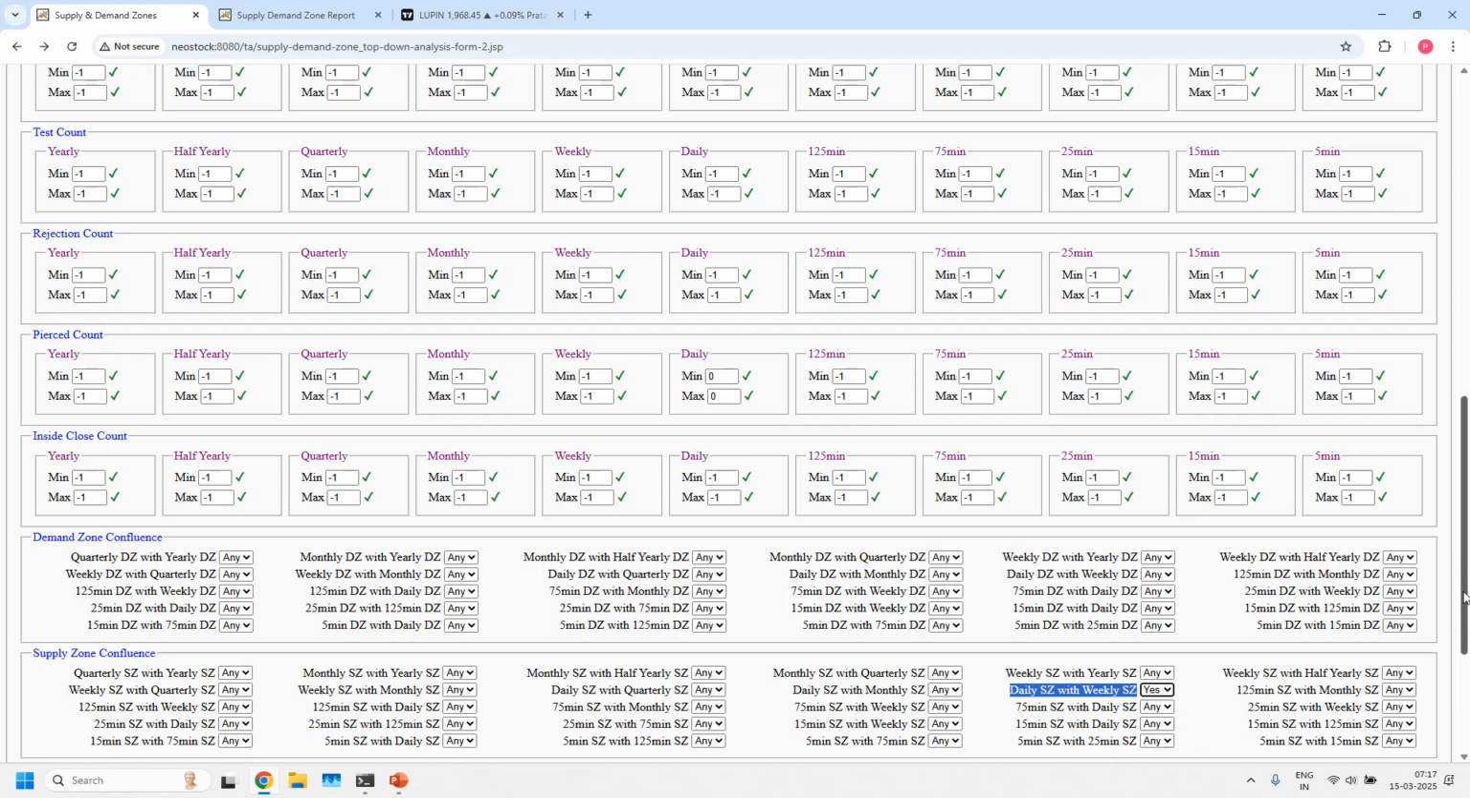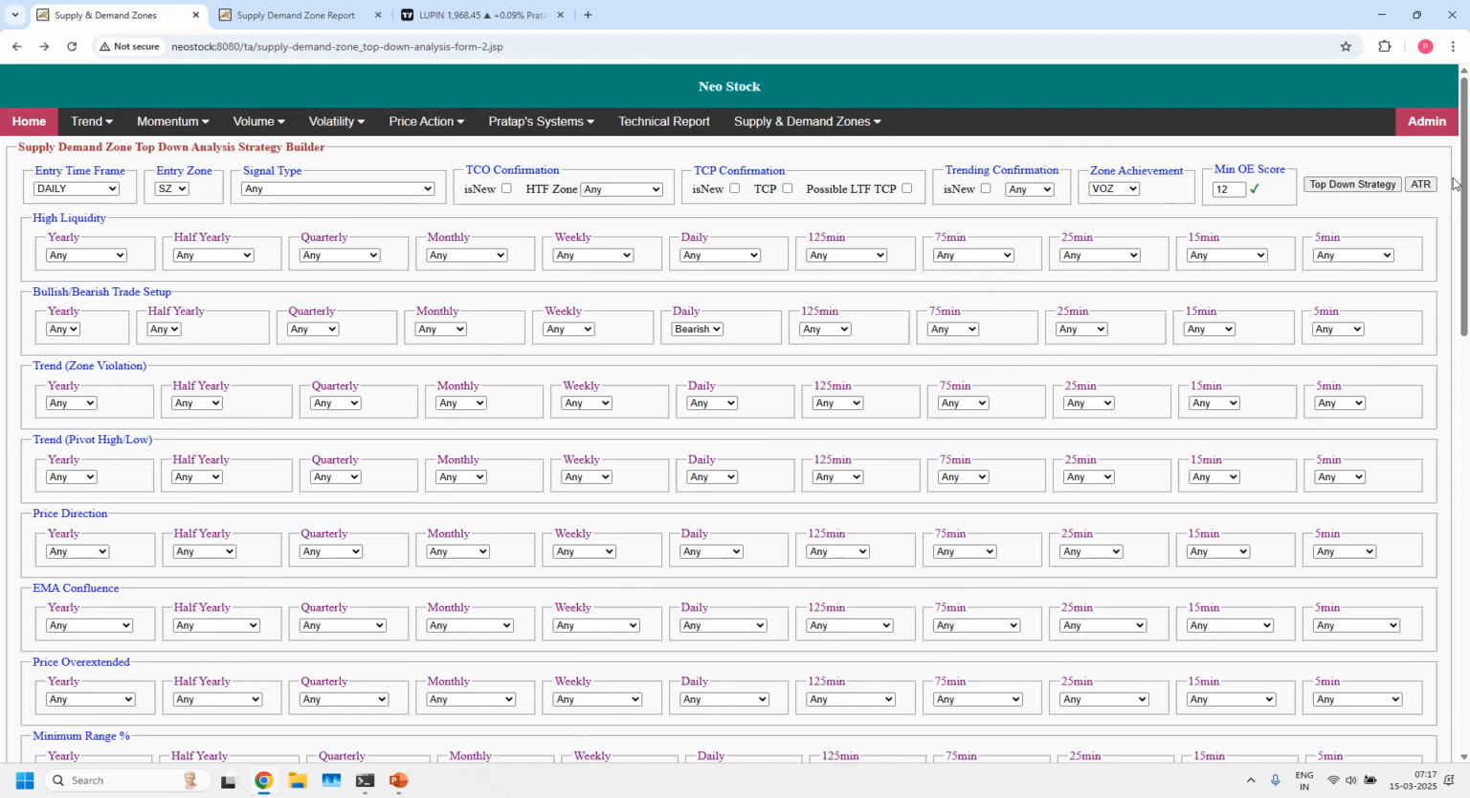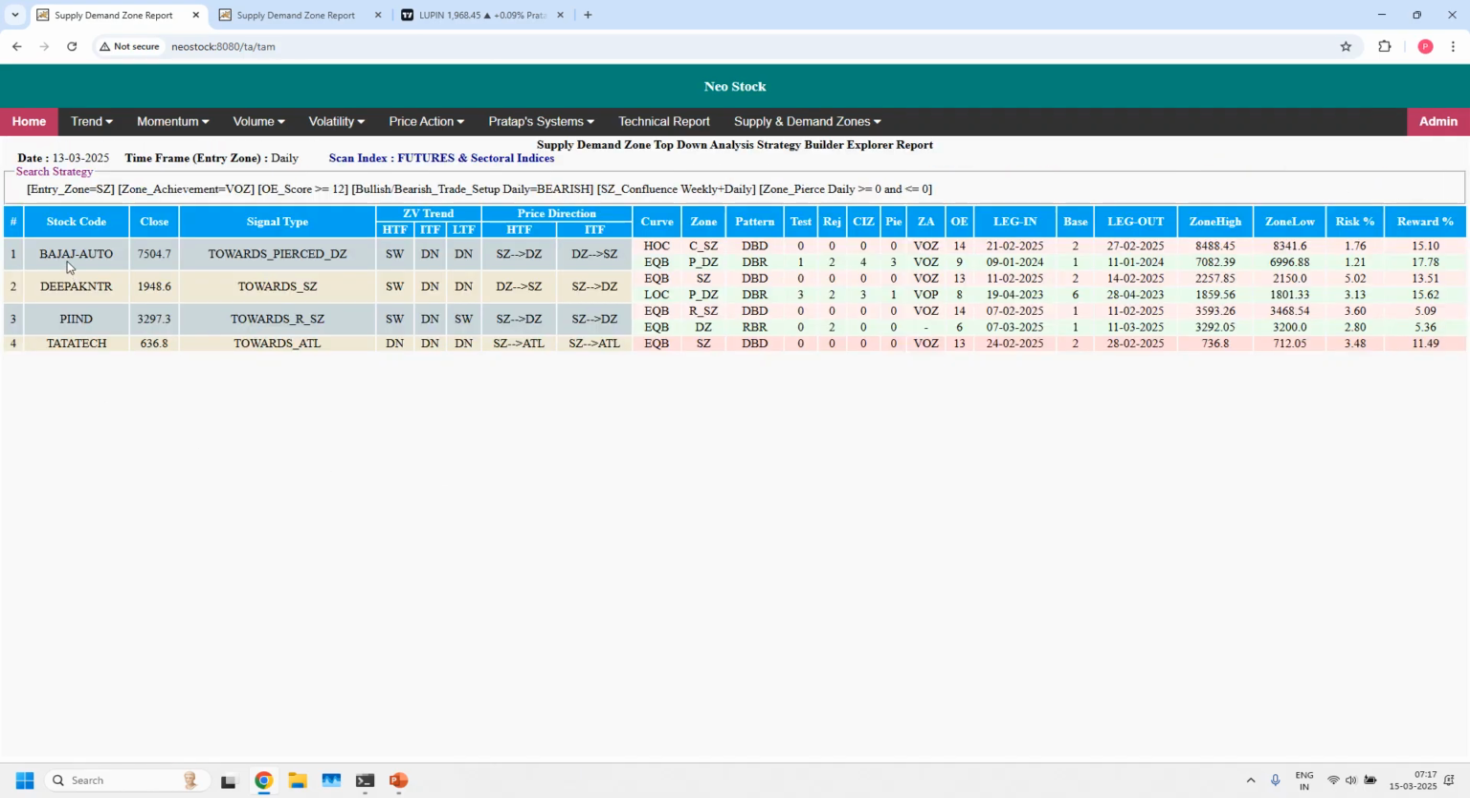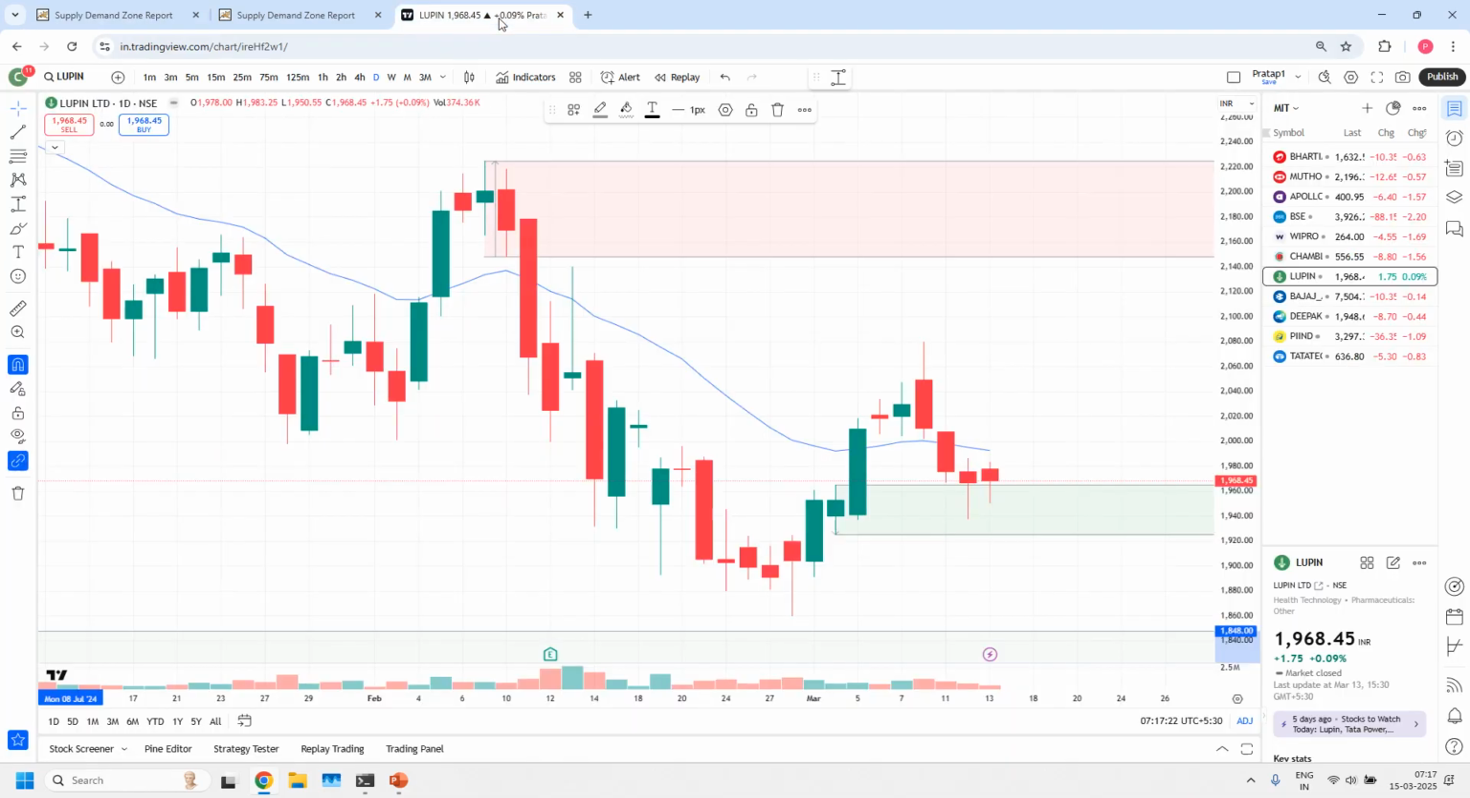Now with this filter, we are applying on the 4 stocks. So let's go to the top-down strategy button. I'm clicking on the button. See, all 4 stocks are filtered. What does it mean? In all these 4 stocks, the daily supply zones are overlapped with the weekly supply zone. Let us verify.